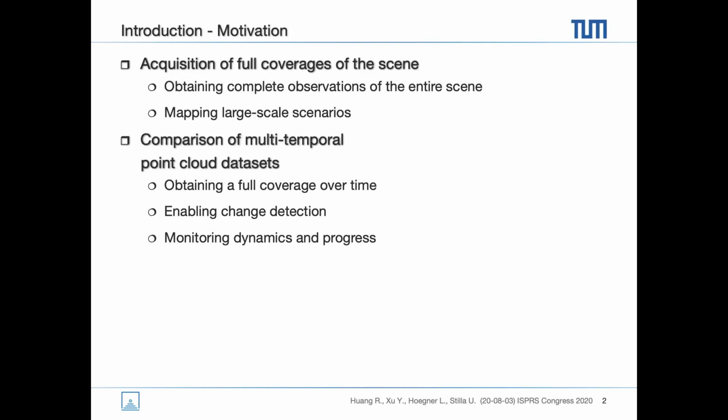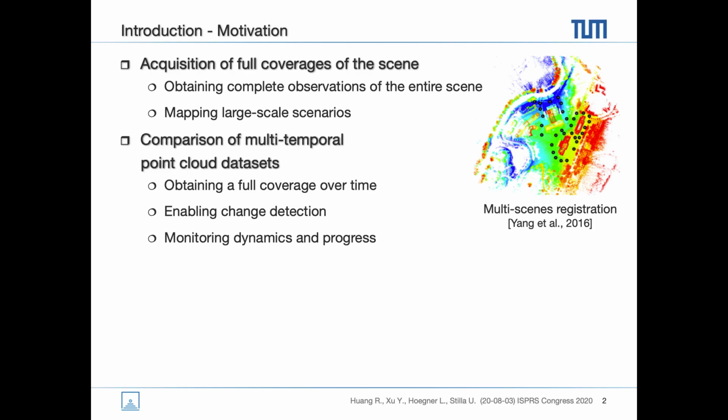First, we need to answer the question, why do we need to conduct shift estimation between point clouds? It's a simplified version of point cloud registration, which is useful for different applications. First, it's necessary for acquisition of full coverage of the scene. In practical cases, it's usually impossible to obtain complete observation of the entire scene by a single scan. To obtain complete observation of the entire scene, we need multiple scans as shown in the figure, especially for mapping large-scale scenarios.